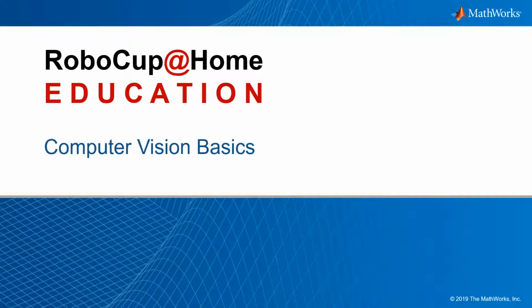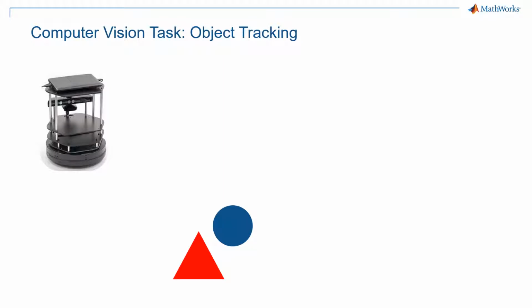In this video, we'll be talking about the basics of computer vision. Here, we're going to talk about a basic object tracking task. So suppose your robot is in a world where there are a couple of simple objects in front of it, like this blue circle and this red triangle. And what you want to do is be able to track this blue circle.